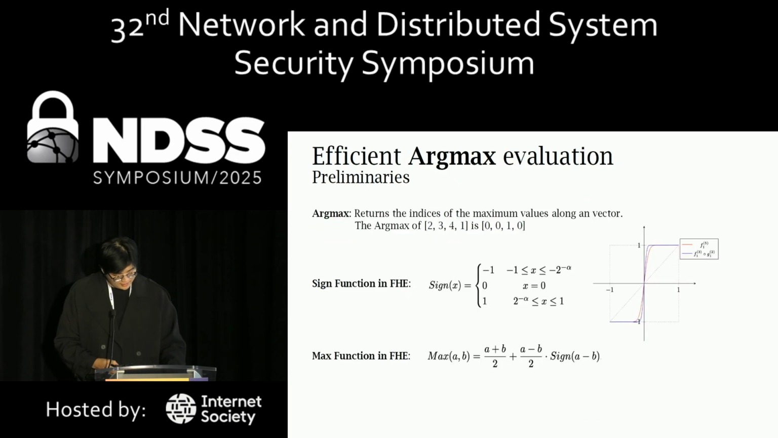Then for the efficient Argmax evaluation, let's start with some preliminaries. To defend against membership inference attacks, a common approach is to output the probability of the most likely K classes. The smaller the K is, the less information the model leaks. In the most extreme case, the model returns only one label of the most likely class. That's Argmax. For example, the Argmax of 2341 is 0010 because 4 is the maximum value.